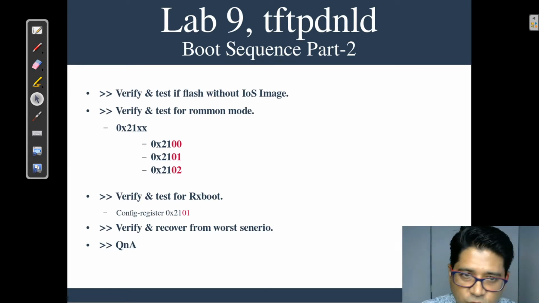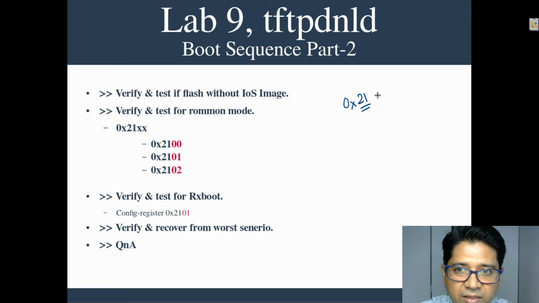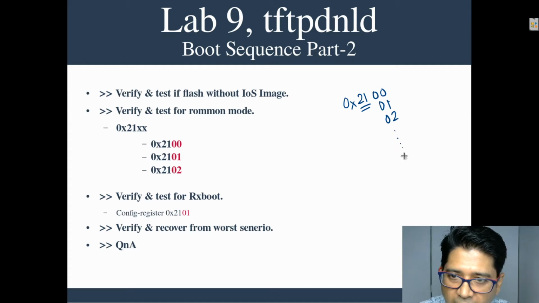Before that, we're going to see what the register values are and what is the role of those register values. The register value starts from 0x21. This is Cisco vendor specific. If you go for Juniper and other vendors, it's going to be different. The value starts from 00, then 0102, like this. It goes in hexadecimal up to FF.